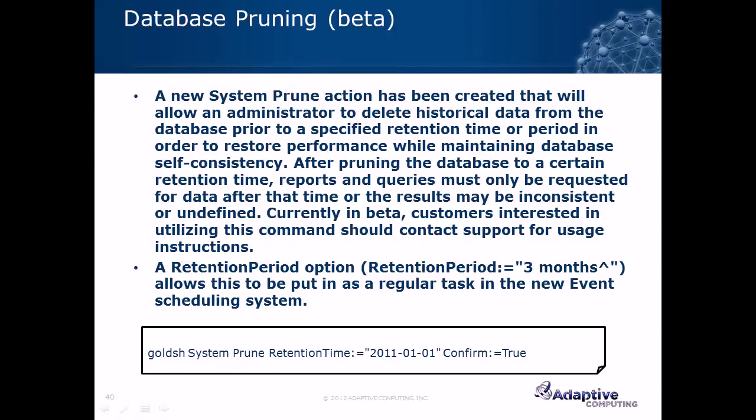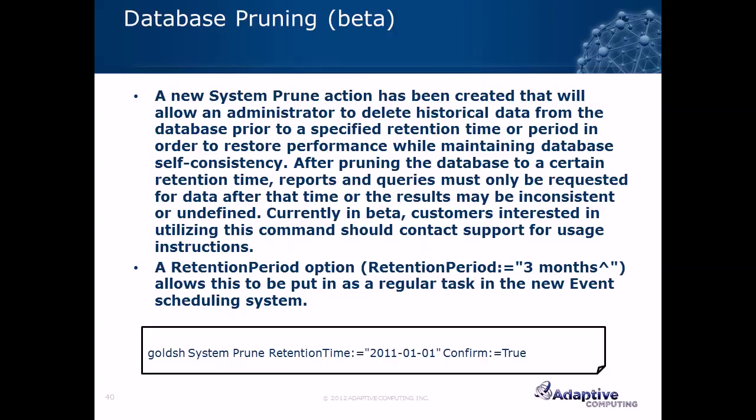Well, the answer is difficult because they are interrelated in very sophisticated ways, and so it's always been difficult for us to say. But we finally did put in a command that will do this in a very safe and consistent manner. It's called system prune. So you would run gold.sh system prune and give it a retention time. This says basically trim off everything before the beginning of 2011.